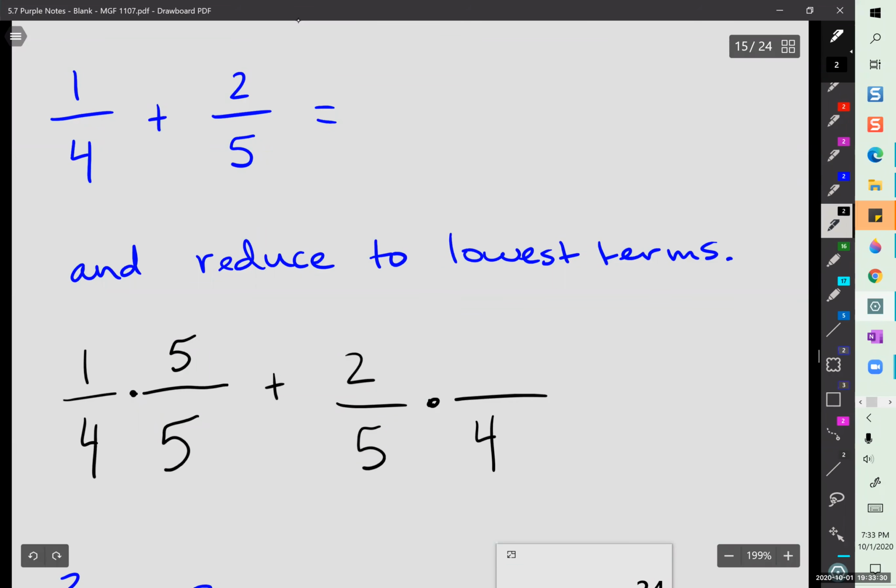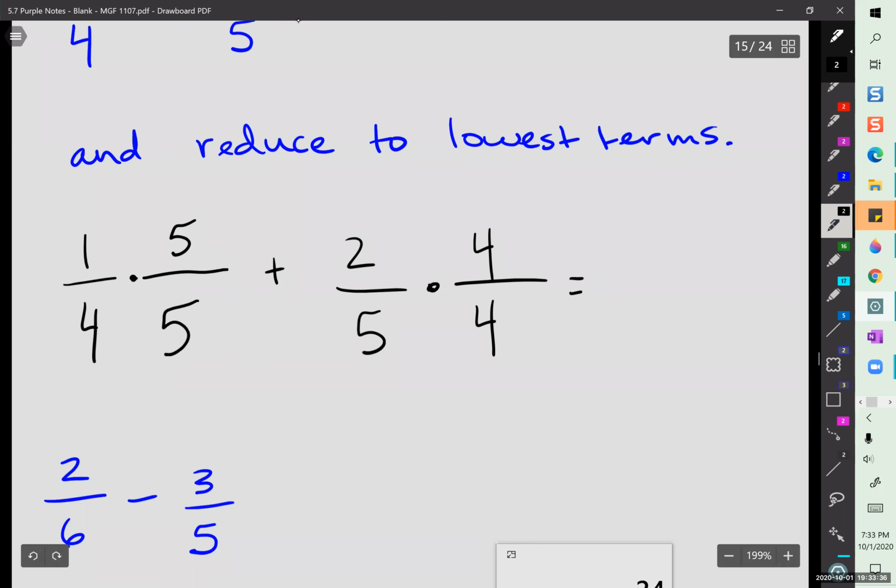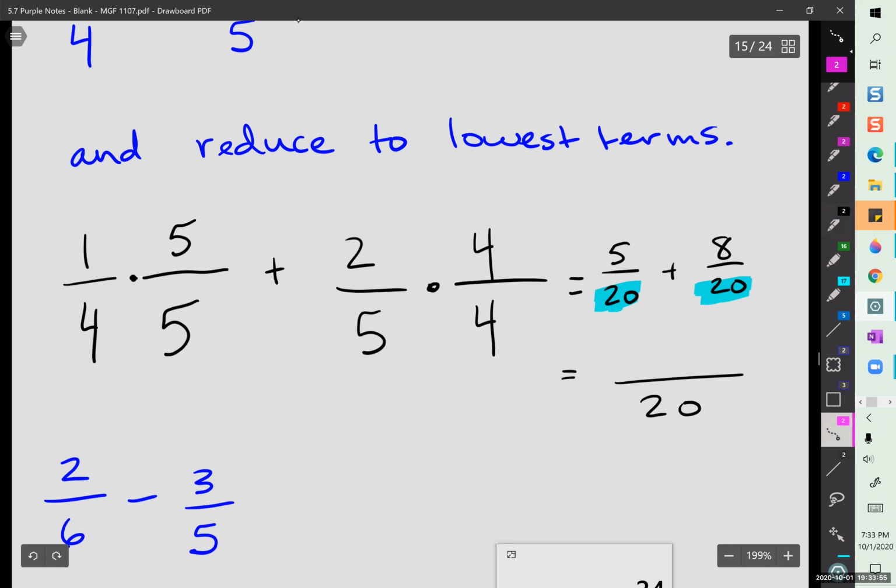That was our goal. But if it's here, it also has to be here. Top times top, bottom times bottom, we would get 5/20ths plus top times top, bottom times bottom, 8/20ths. Since these are the same now in the bottom, we can add it. And when you add fractions, you keep the bottom the same, and then you just add the top.